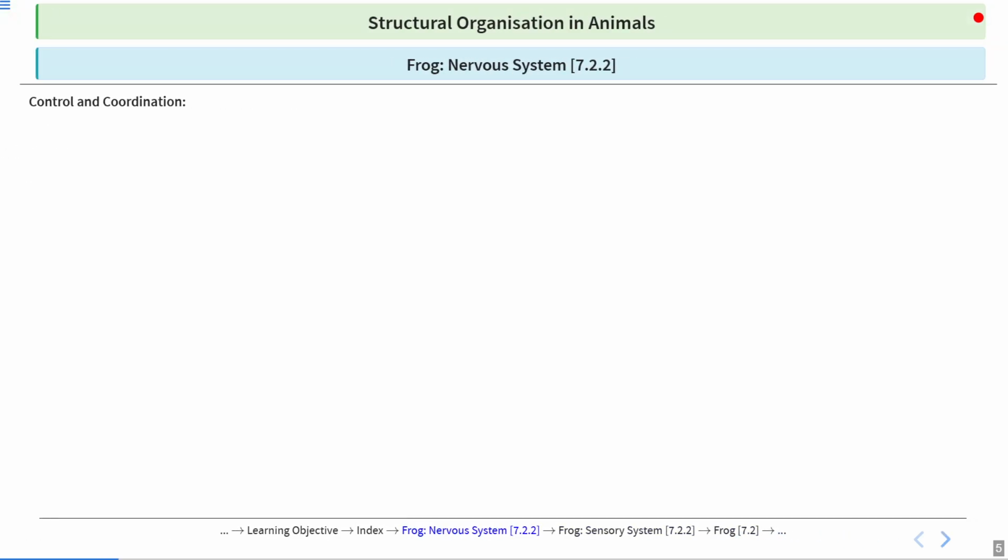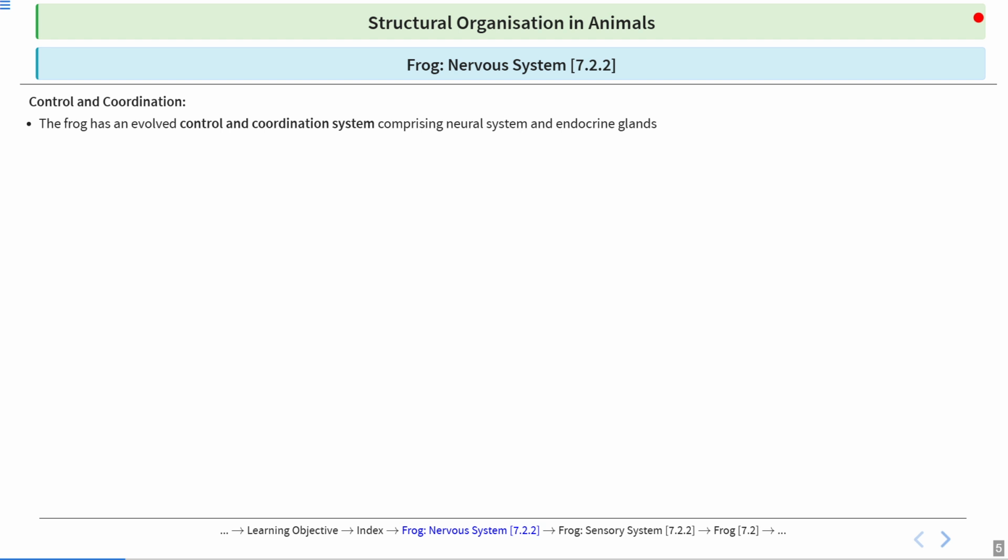So let us start today's session with the frog's nervous system. And this comes under control and coordination, right? The nervous system is a part of the control and coordination system, not only in the frog, but in the human body as well, right?